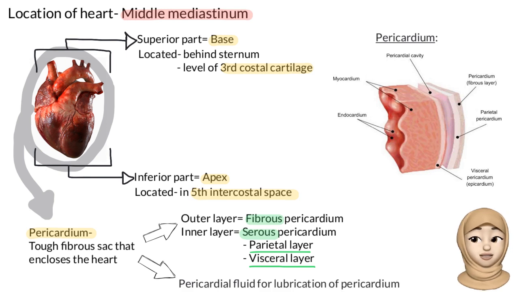Between the visceral and parietal layers, there is pericardial fluid for lubrication of the pericardium and to reduce the friction created by the beating heart. The overall function of the pericardial sac is to stabilize the heart.